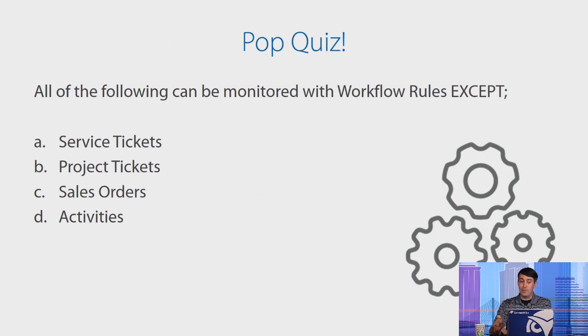All right, time for another pop quiz. All of the following can be monitored with workflow rules except for what? 4 different options here. Let me know which one of these can't be tracked with workflow rules.